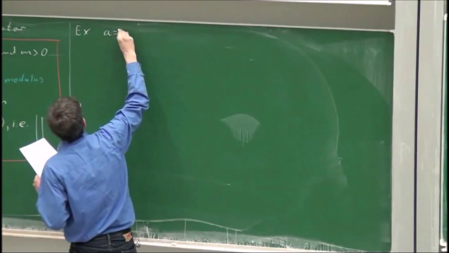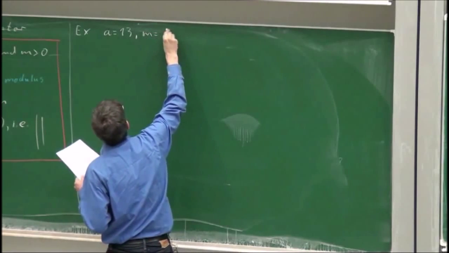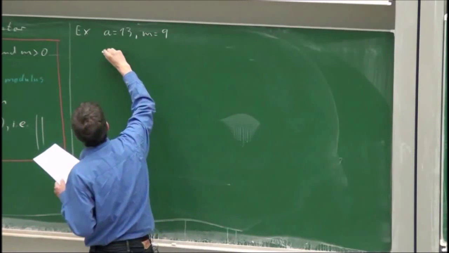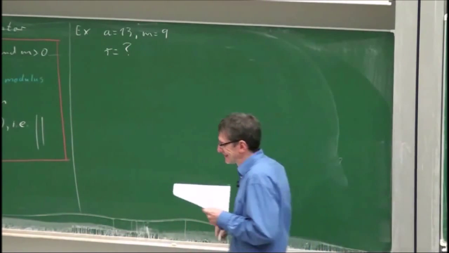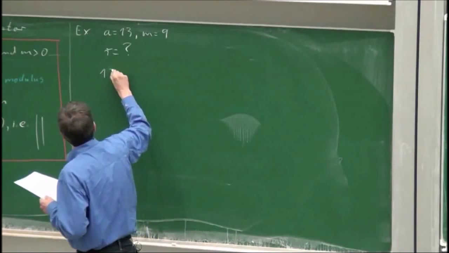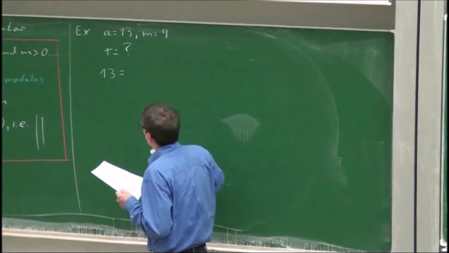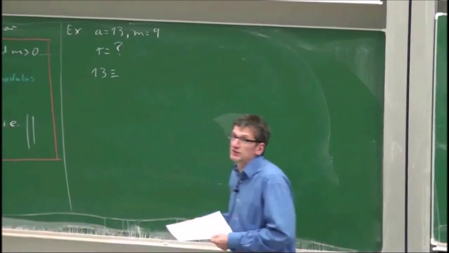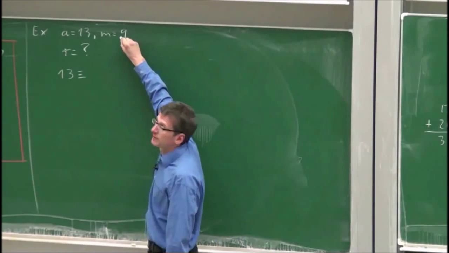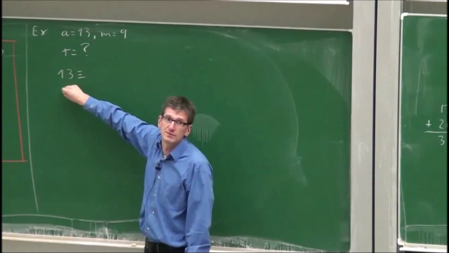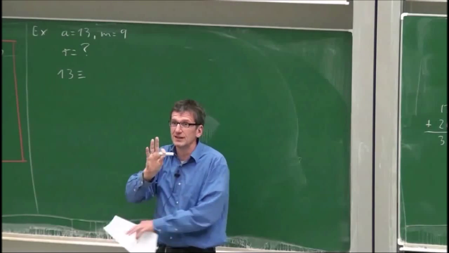Let's say a is equal to 13, m is equal to 9, and what you would like to know is what is r. One trick you can do is, forget about this whole definition here, you do what we said before. You take 13 and you divide, okay? So how often does the modulus fit into the 13 here? Wie oft passt das rein? One time, very good, very good.